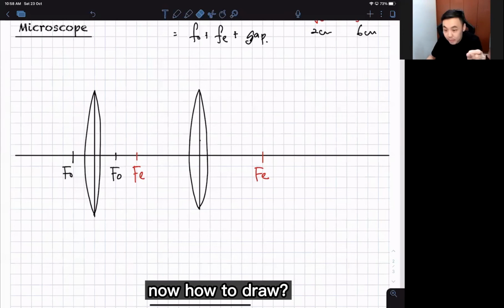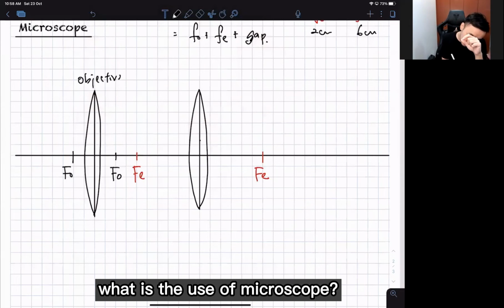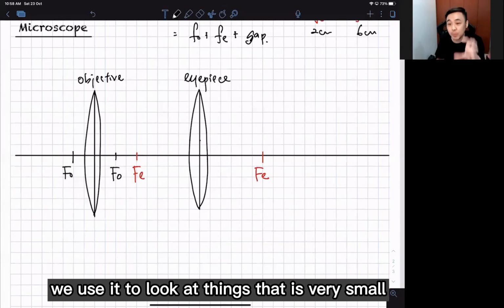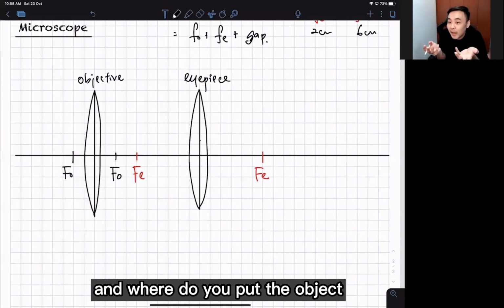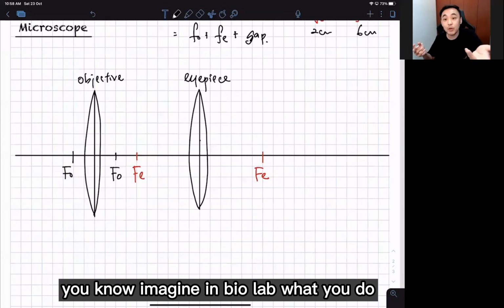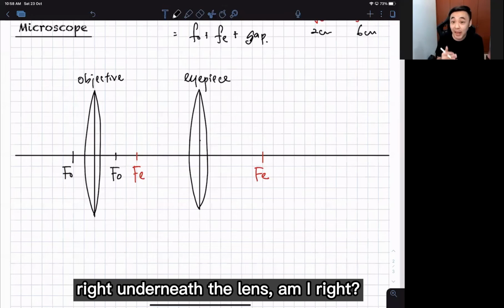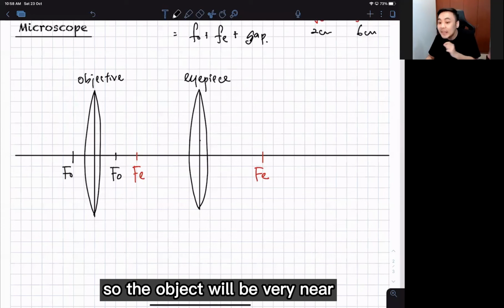Okay? Now, how to draw? Simple. Start thinking, what is the use of a microscope? We use it to look at things that are very small. And where do you put the object? Imagine in the biolab, what do you do? You put a sample right underneath the lens, am I right? So the object will be very near.